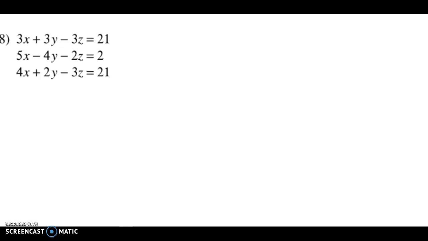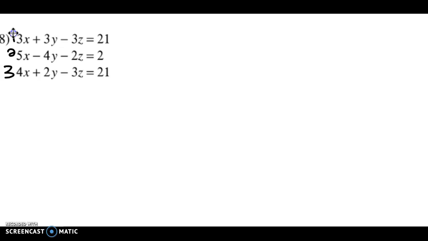Right, we're going to look at a system of equations with three variables, and we are going to be looking at elimination. This is number 8. As we look at this, we're going to start by labeling our equations 1, 2, and 3. And what we are going to do here is we need to decide, do we want to eliminate with our x's, our y's, or our z's?